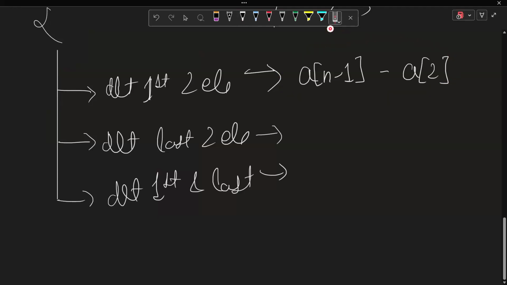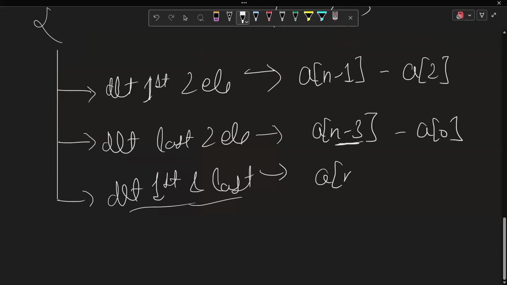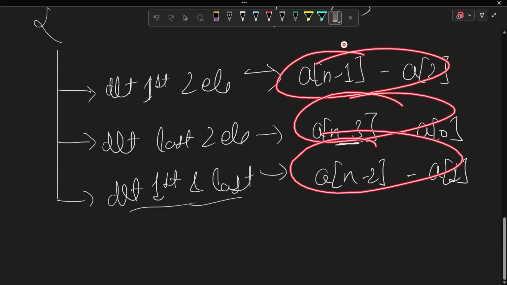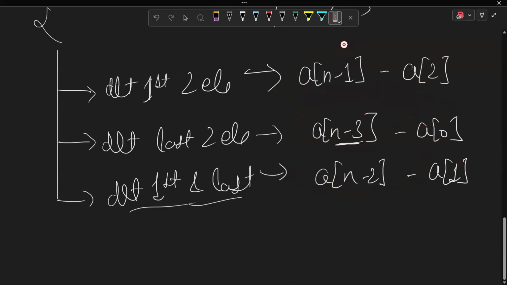And what would be my range after deleting the last two elements? It would be a[n-3], my last third element, since the last and the last second are deleted. So the last third is now the new maximum, minus a[0], the first element. And if the first and last are deleted, the new last is the last second and the new first is the second element, so a[n-2] minus a[1]. So you just need to find the minimum value among these three values. That would be your answer.